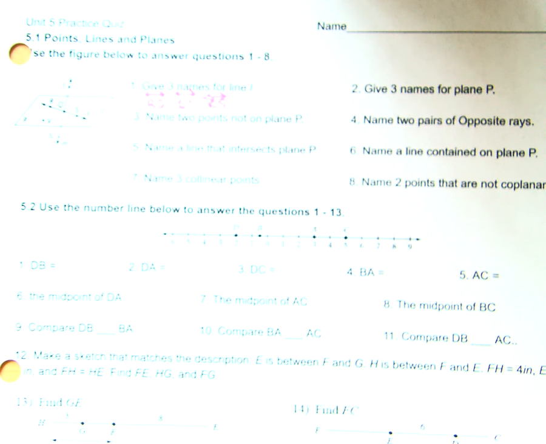So 3 points on the plane, not on the same line. So by that, I mean not on line L. So I can't choose RQS because R, Q, and S are on the same line.